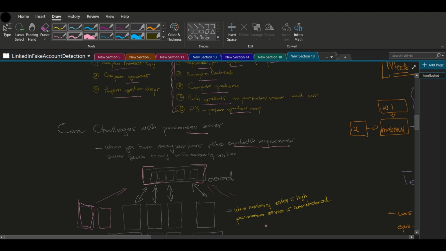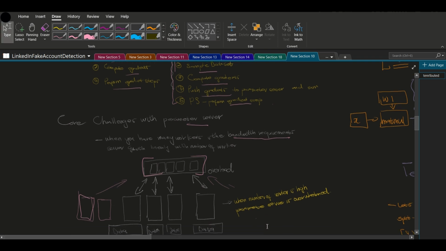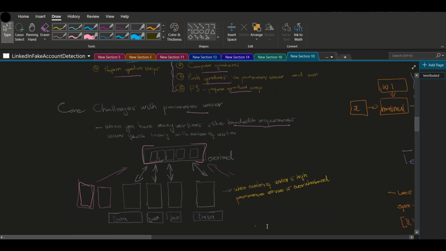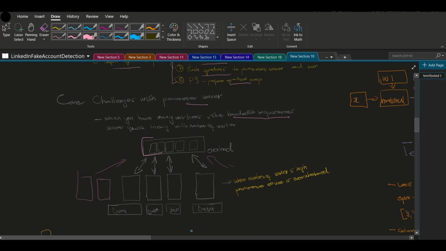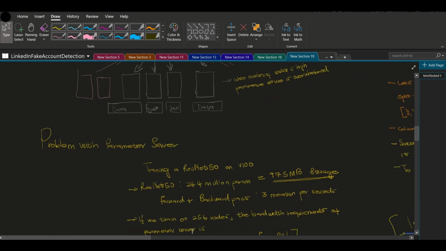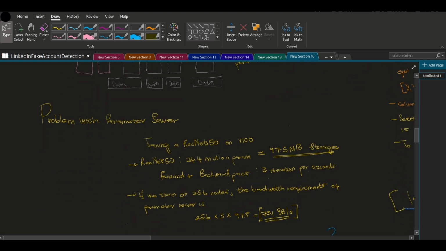So I think the bandwidth is going to be O(n), so it's going to be quite hectic to manage that. Looking at this from a practical standpoint, let's say we're training ResNet 50 on a V100 server. We know that ResNet 50 has about 24.4 million parameters, which we can translate to 97.5 megabytes of storage. For us to do a forward and backward pass, it can take 3 iterations per second.